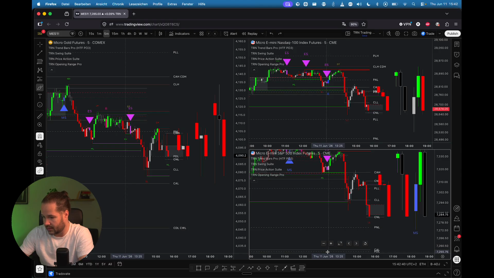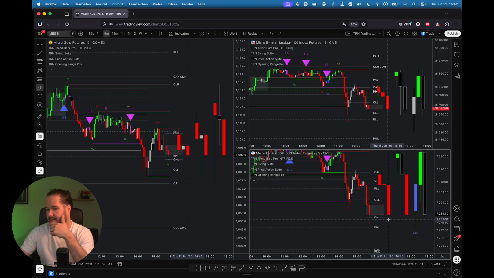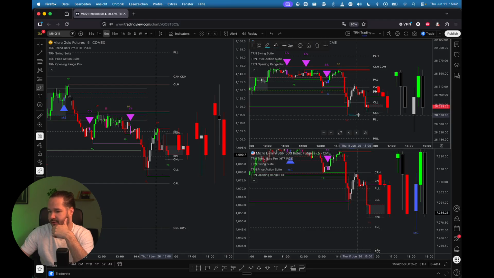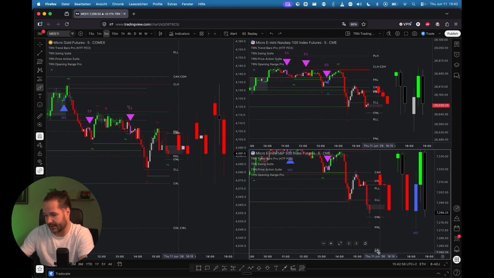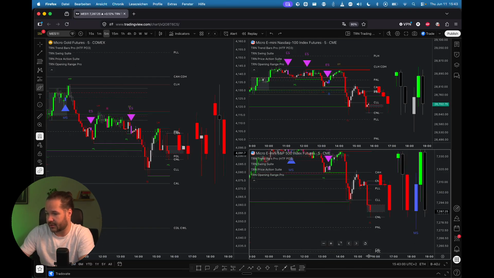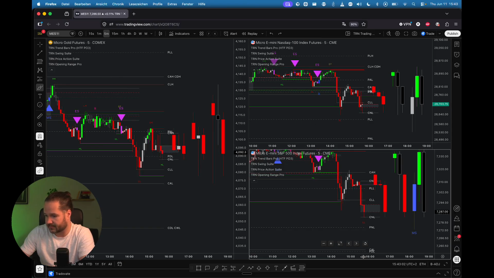And let's see what's going on here on ES. Okay, ES already grabbed the liquidity here and once lower. So honestly, right now ES looks a bit weaker than NQ, where we have this divergence right here. Can you see this? Yeah, divergence. So NQ is performing a bit better right now. So long on NQ, okay.